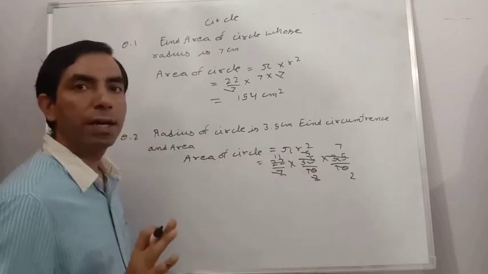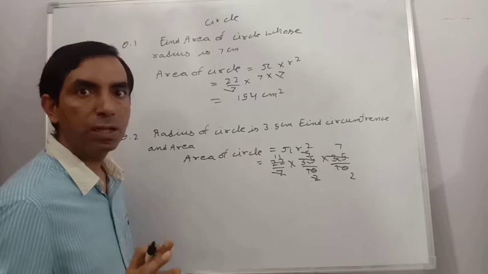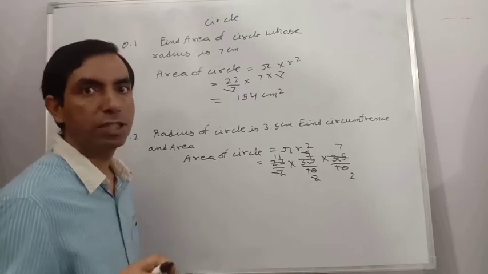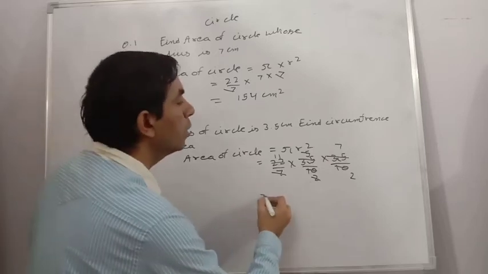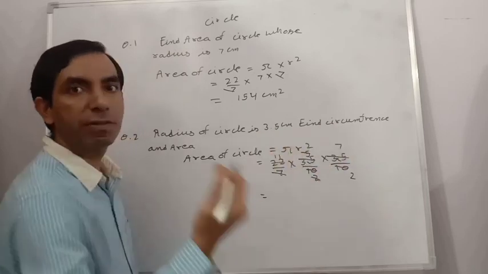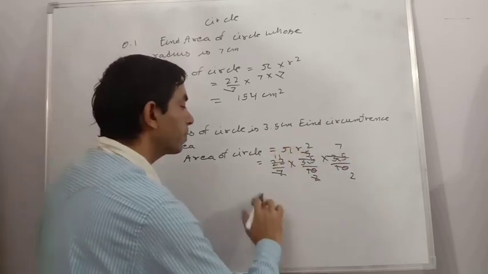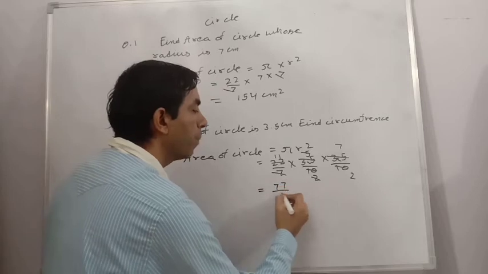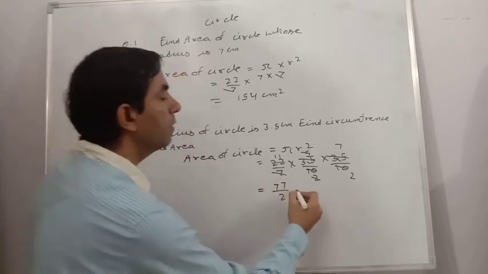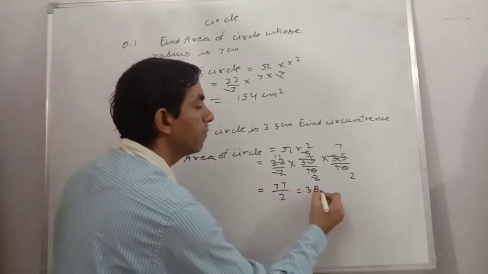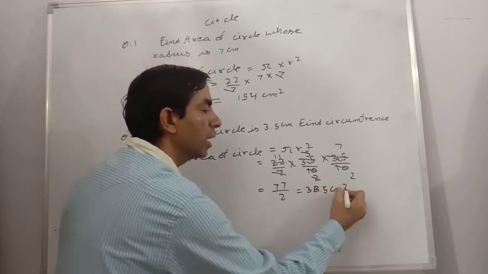Now no other numbers are cancelled in the numerator and denominator, so multiply numerator with numerator and denominator with denominator. Here the numerator numbers are 11 and 7. 11 times 7 is 77. 77 upon 2. Then after dividing we get 38.5 centimeter square.